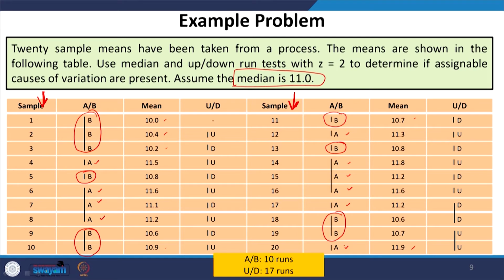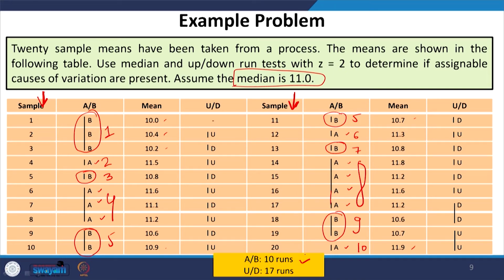So, let us see how many A and B runs are there. 1, 2, 3, 4, 5, 6, 7, 8, 9, 10. Let me join this line because this is one single run, so that there is no confusion. So, this is 1, 2, 3, 4, this is 5, this is 6, this is 7, this is 8, this is 9, and this is 10.